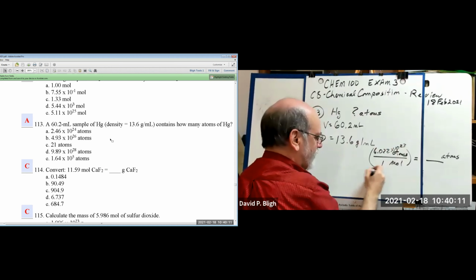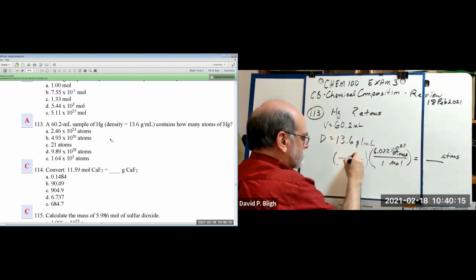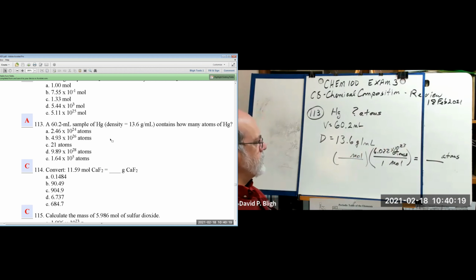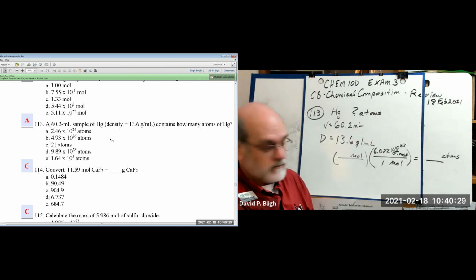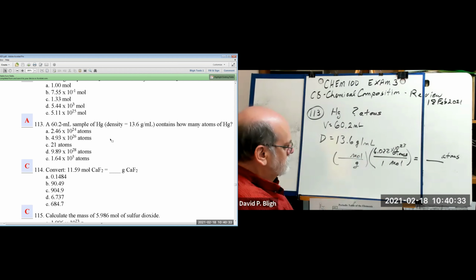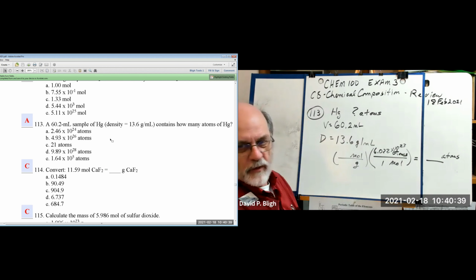Okay. So now you got to get to moles over here. So how can you do that? Well, you could use molar mass for mercury, couldn't you? To get to moles. And the molar mass for mercury is 112.41.